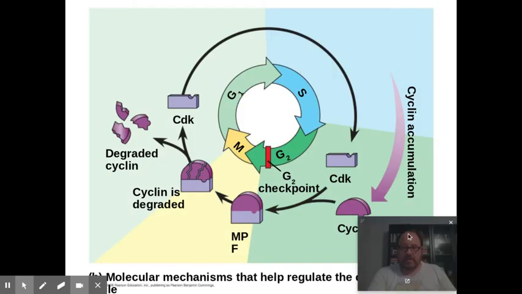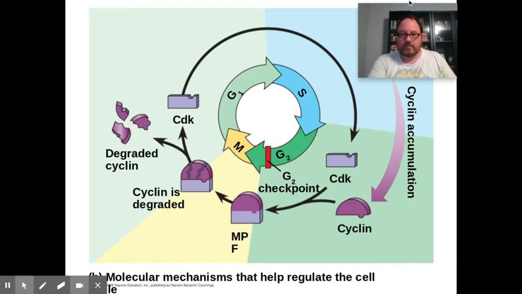Here's an even better illustration of this. You'll notice CDK, it's the gray or purple. CDK is always present in the cell at constant levels, but cyclin levels will increase, particularly during G2, and then cyclin joins with CDK to form MPF, and that triggers cell division. When cyclin gets broken down, the cell goes back into interphase.